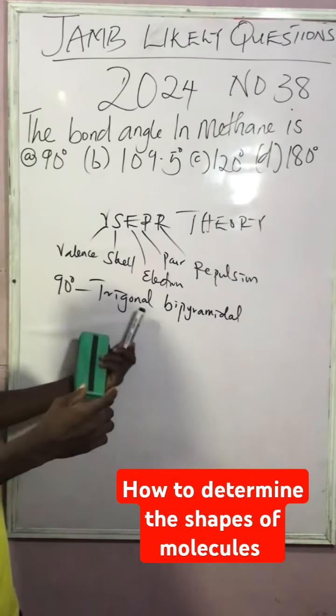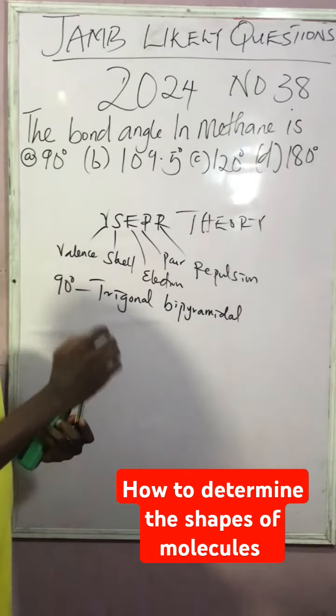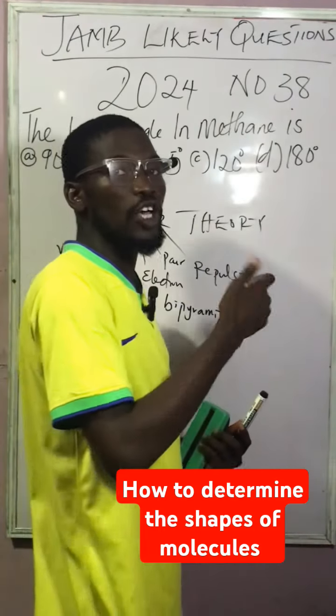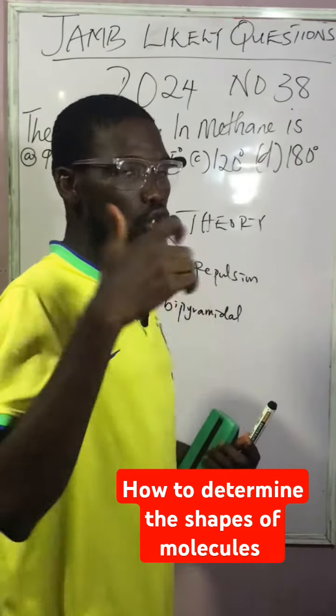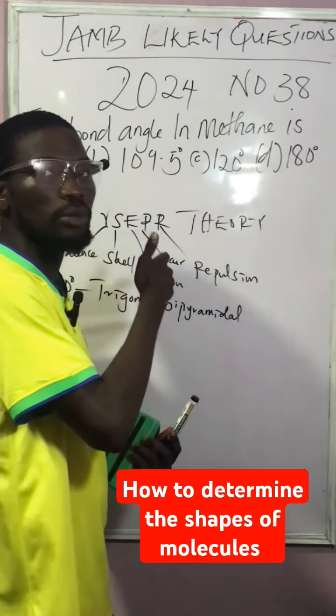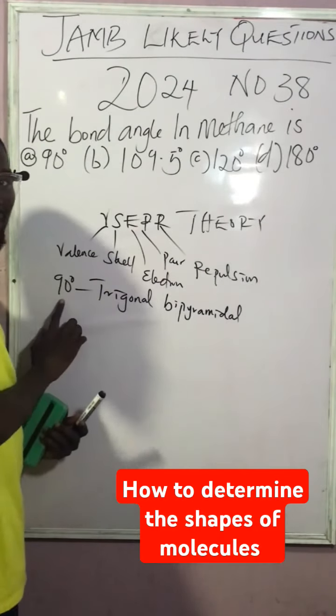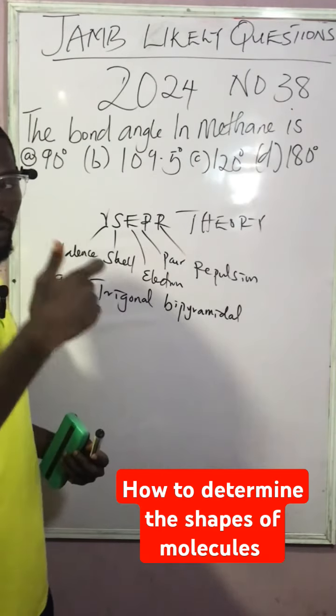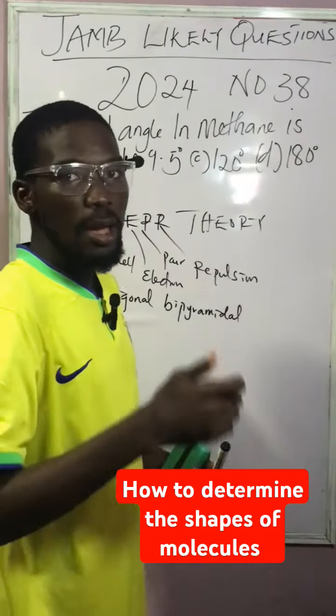And what is an example of this trigonal bipyramidal of 90 degrees? Don't forget that Chemistry Core will not come to just pick an answer without explaining. So now we are going to explain each of the options we have there. So we are starting with 90 degrees. So which is what? Trigonal bipyramidal. Example of this, we call it phosphorus pentachloride.